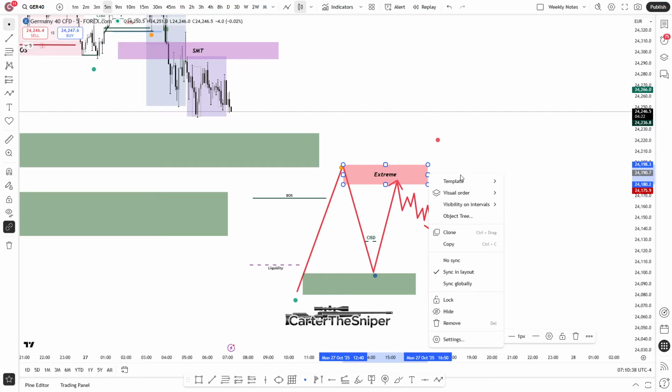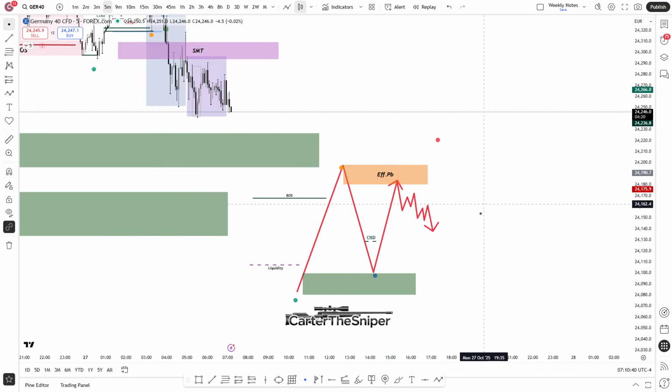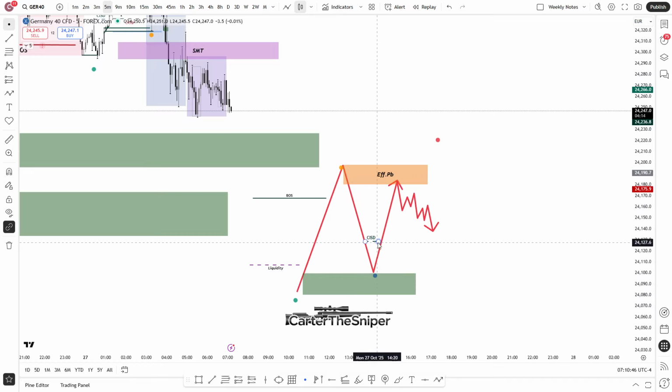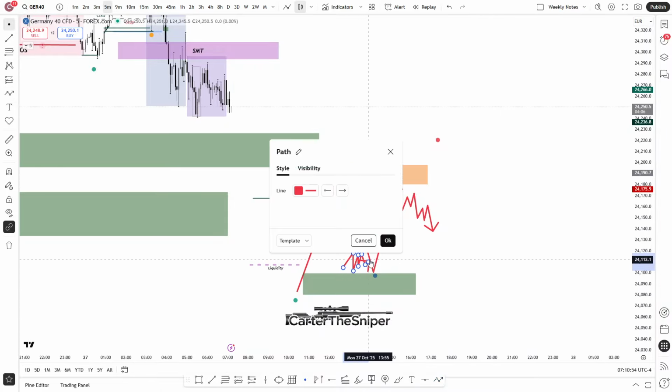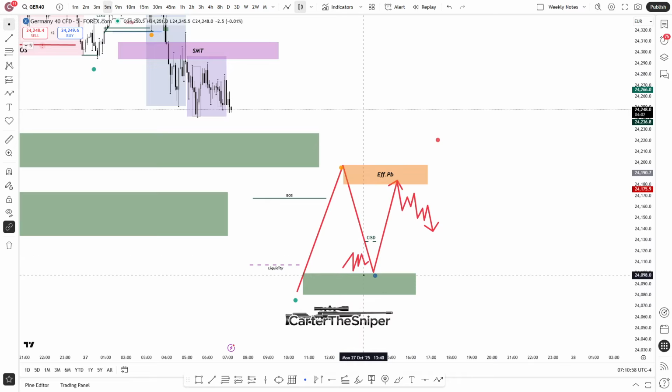So this is the efficiency of the pullback. Yeah, so obviously I'm just showing you as is the last supply. That's why I put extreme. But look, when we do this, tap here and have a change of state of delivery, sometimes we can even have liquidity present, right? Let's say we've taken liquidity as well and we've done this.